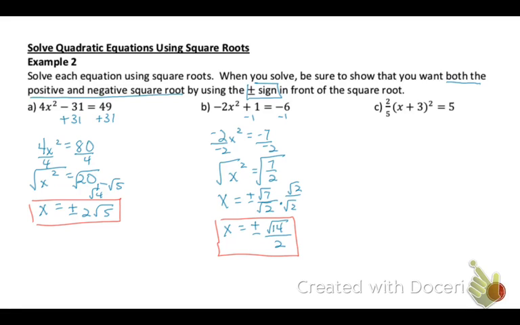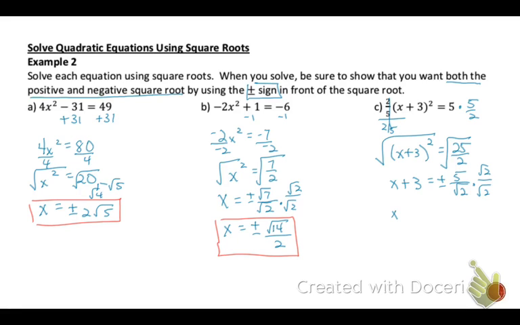Okay, now on number C, the first thing we need to do is isolate that x squared expression. So we're going to divide by 2/5, which is the same thing as multiplying by 5 halves. So we rewrite and get x plus 3 squared equals 25 halves. Now I'm going to take the square root of both sides. So x plus 3 equals plus or minus the square root of 25, which is 5, over the square root of 2. I'm going to rationalize that square root of 2 in my denominator by multiplying, so I get 5 times the square root of 2 over 2.